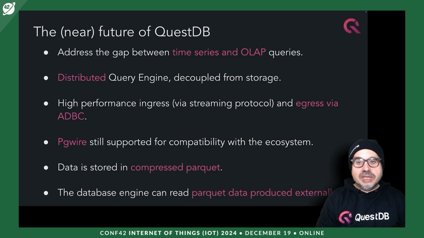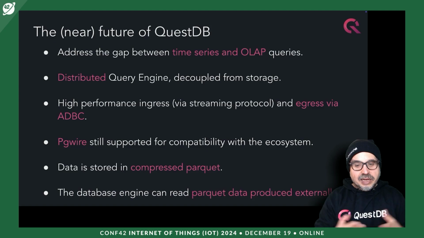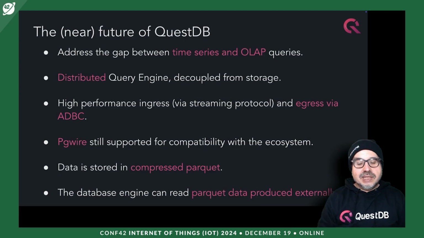So we support ADBC already, so you can have zero copy operations. If you prefer to use the Postgres protocol, JDBC, as you are doing today, you can still do it. But if your client library uses ADBC, like Pandas, for example, or Polars, you can just use ADBC to query the data, and everything will be much more efficient.